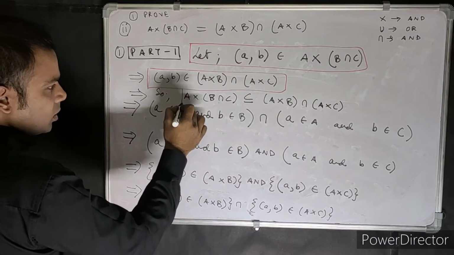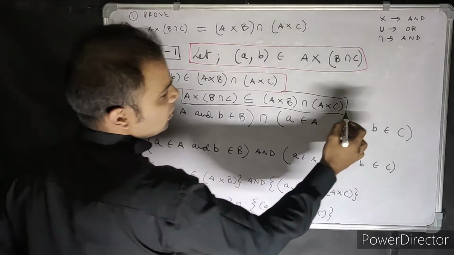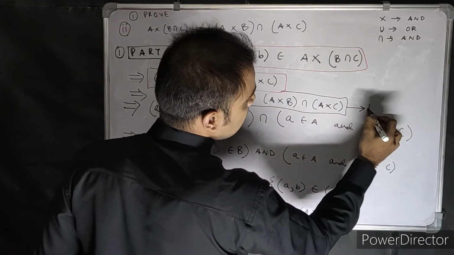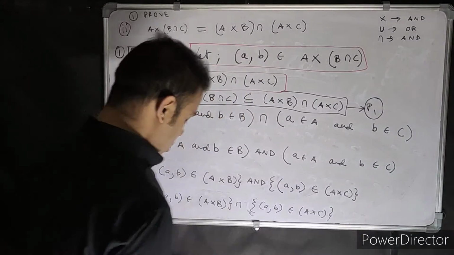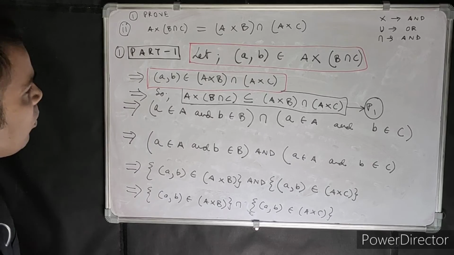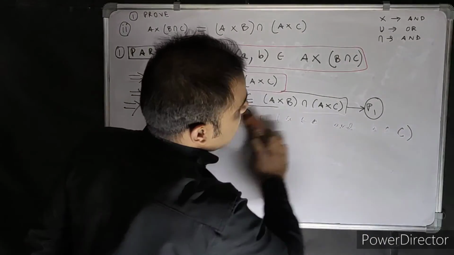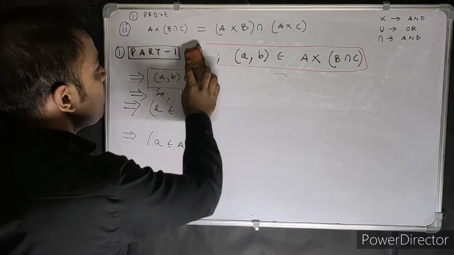And put it in a box and write P1. Put this in a box and then write it as P1. That's your part 1. Now let's go on to the second way of proving. This is the first part. The next one is the part 2 proving.